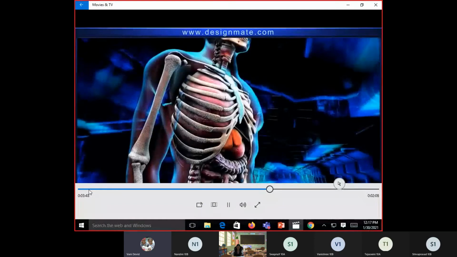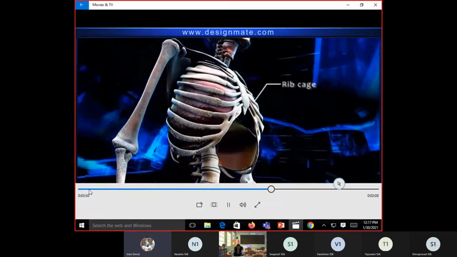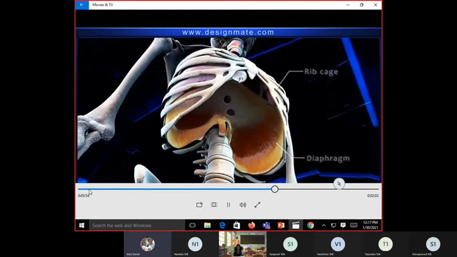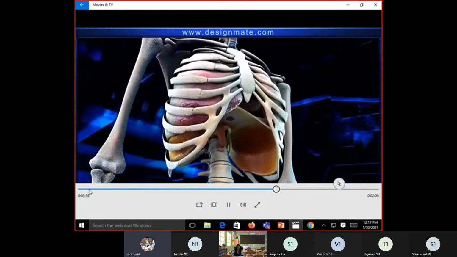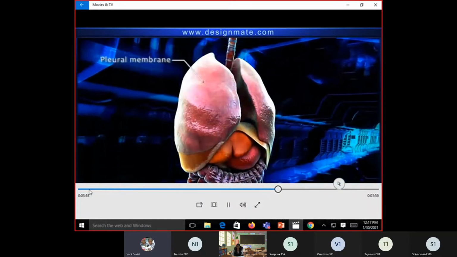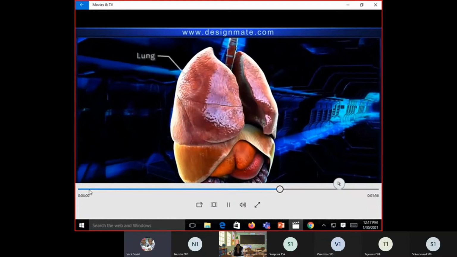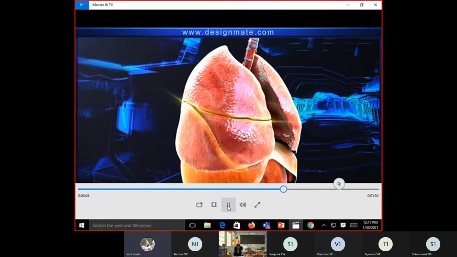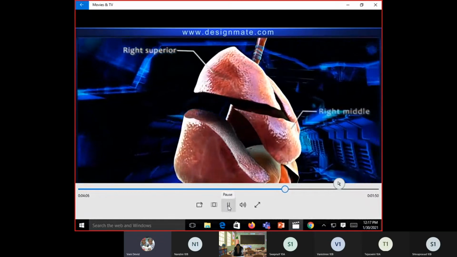Summary. In the thorax region, the rib cage and the diaphragm are observed, which play a vital role in respiration. Present within the rib cage are the pleural membranes, which enclose the lungs. The right lung consists of 3 lobes.